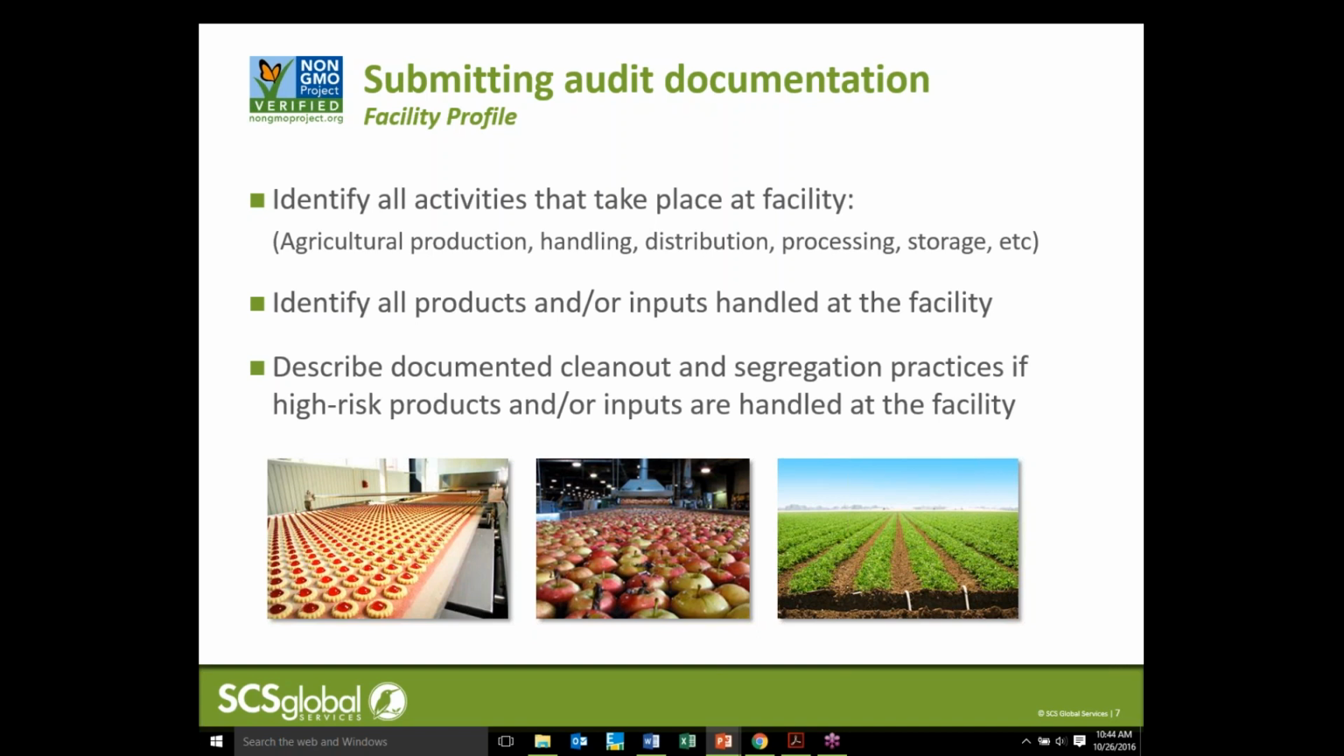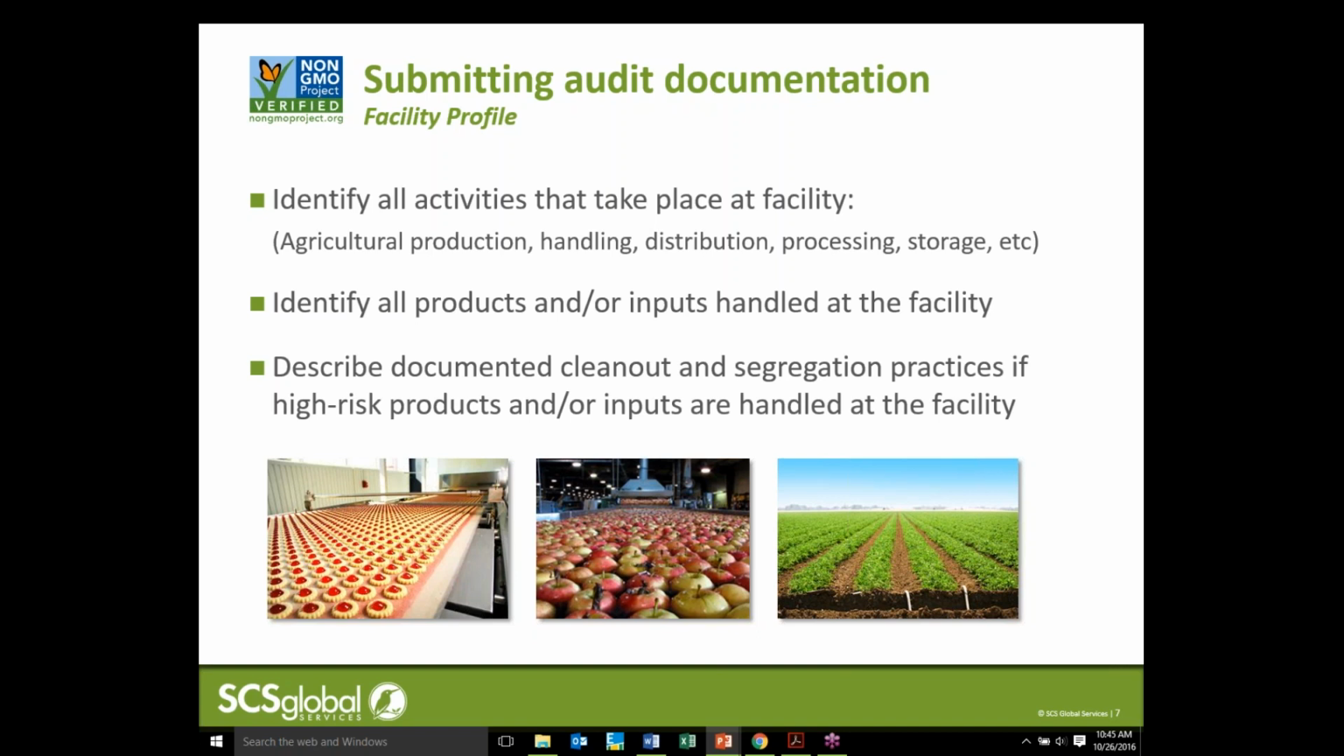So now turning our attention from inputs to other key components of the verification program application, we're going to look at the facility profile. Participants may own their facilities or they may use contract manufacturers, otherwise known as co-processors. If you're using a co-processor, it's important that the participant maintains a close enough working relationship with the facility because they're going to be expected to disclose some key information about their handling practices, their traceability system, how inputs are identified and segregated from high GMO risk inputs through the facility, and so forth.